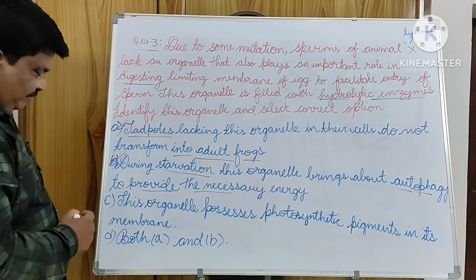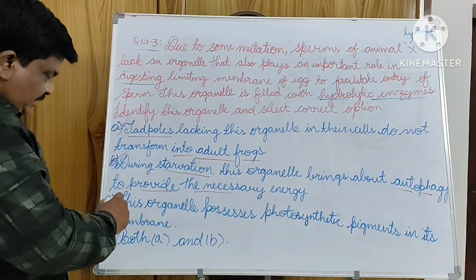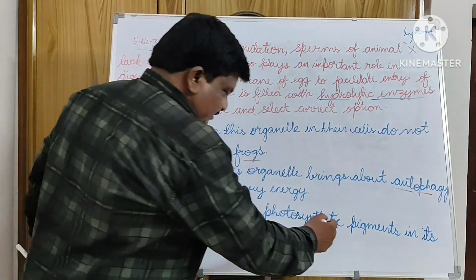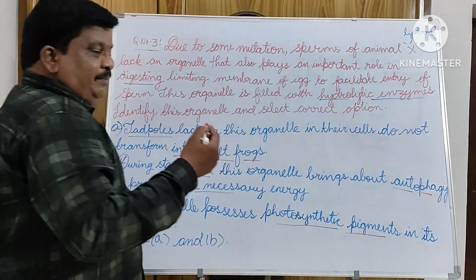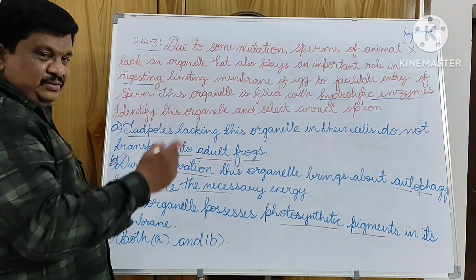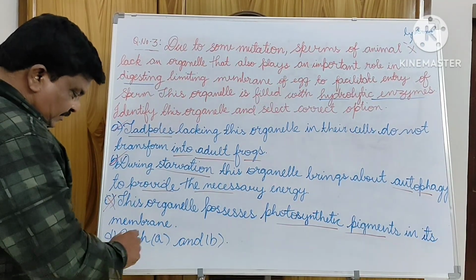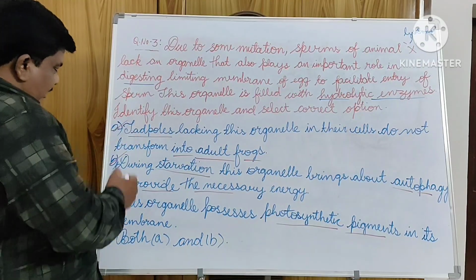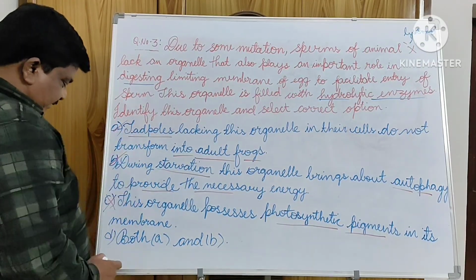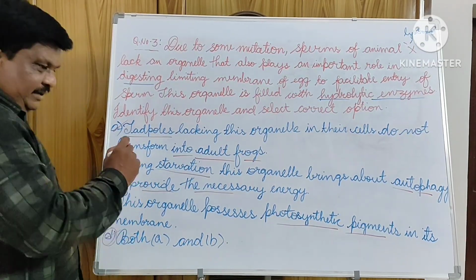Then the next statement, option C: this organelle possesses photosynthetic pigments. Photosynthetic pigments are present in chloroplasts, not in lysosomes. So this option is wrong. Then option D is both A and B. Both A and B are correct. So option D is the correct answer for us.